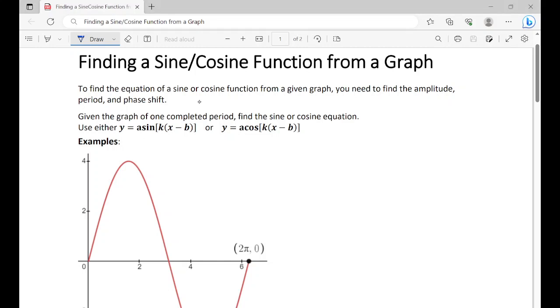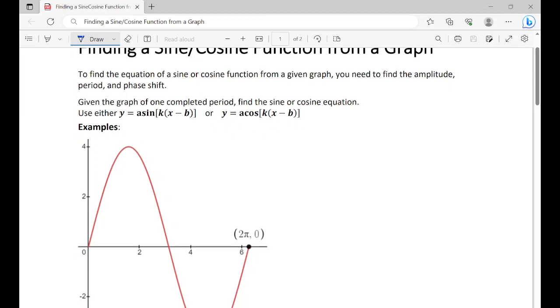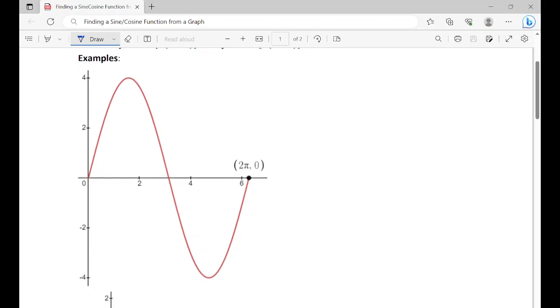To find the equation of a sine or cosine function from a given graph, you need to find the amplitude, period, and phase shift. So, given the graph of one complete period, find the sine or cosine equation. And we're going to use either this equation for sine or this equation for cosine, one or the other. So let's look at the first graph here.